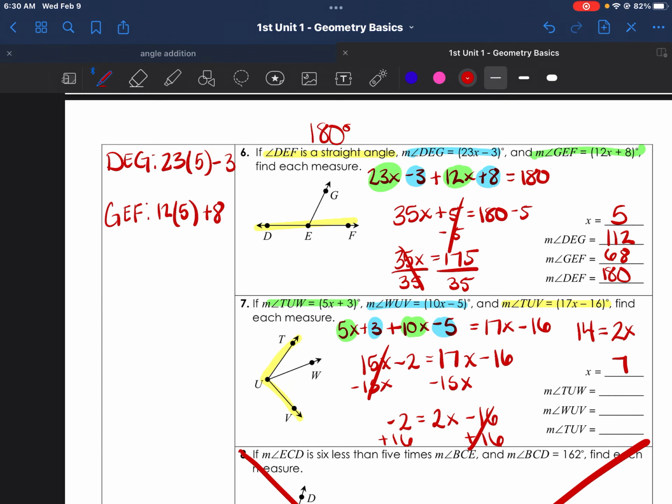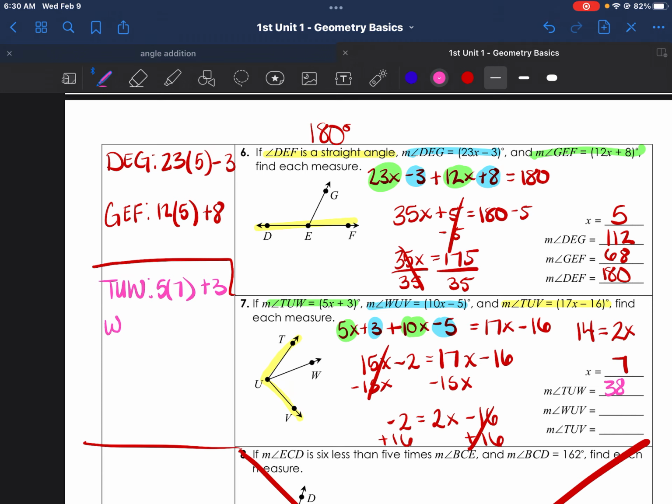So let's go ahead and start doing the math. This is a lot right now. And cut that right there. We're going to take over that space. Let's start with T. I'm going to switch it to another color. We're going to start with TUW. So 5 times 7 plus 3. When we plug all that in a calculator, you're going to get 38.